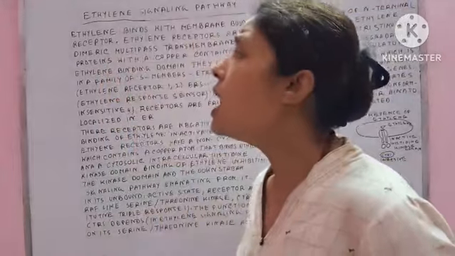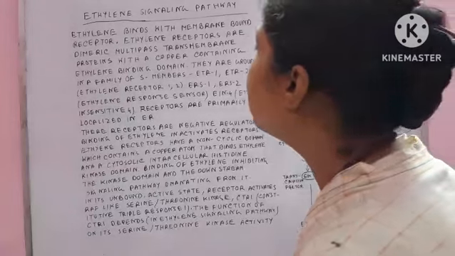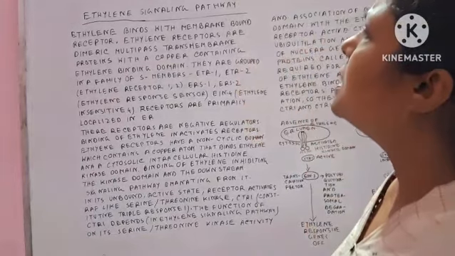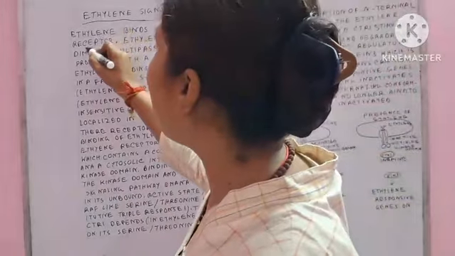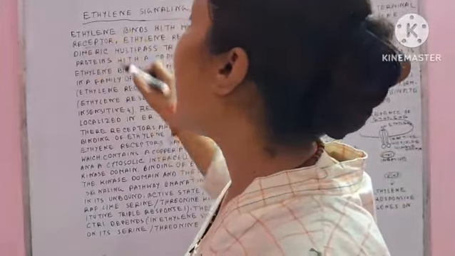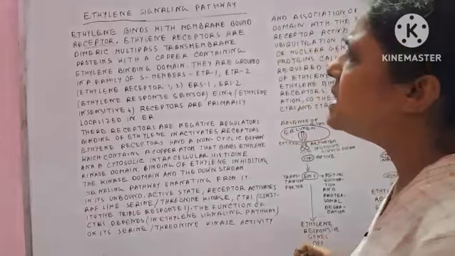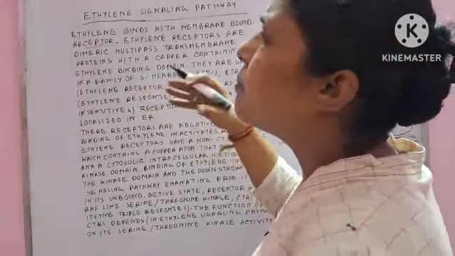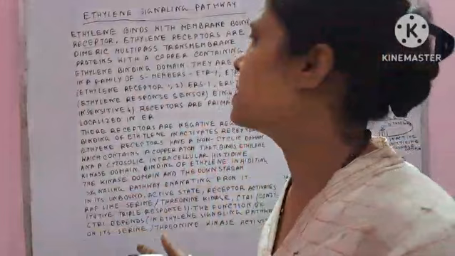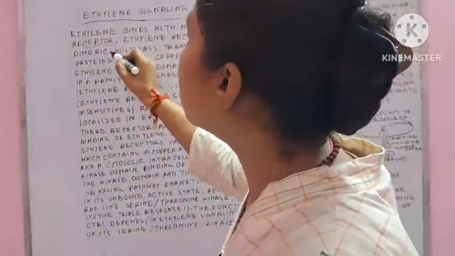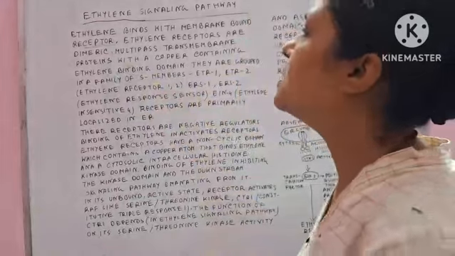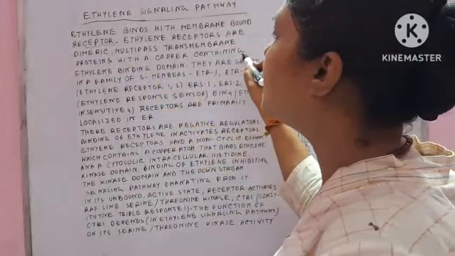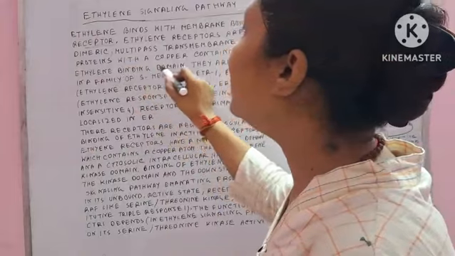Okay, so this is the ethylene signaling pathway, and in this pathway, ethylene first binds with the receptors, and these receptors have proper features. That means these are dimeric, multipass, transmembrane proteins with a copper-containing ethylene binding domain.